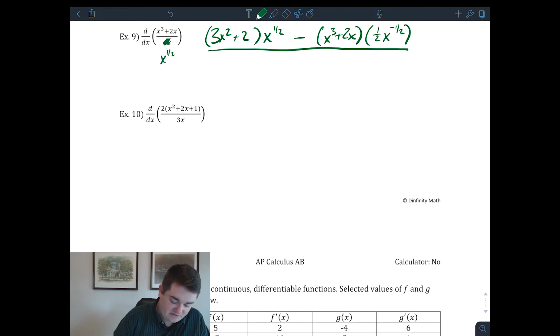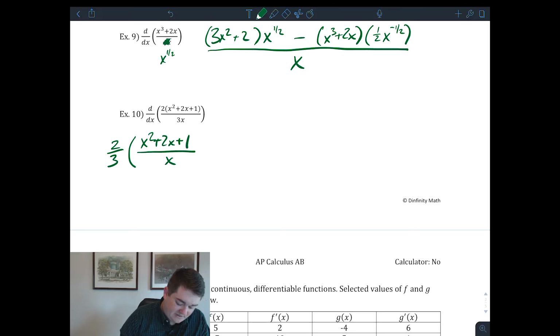Well, that's just x. And example 10, the derivative of 2 times x squared plus 2x plus 1 divided by 3x. I put this on here because I wanted to show you another way that you can look at this problem. You can look at this as 2/3 times x squared plus 2x plus 1 over x. And when you take a derivative, you've probably noticed this, but we haven't really explicitly stated it.